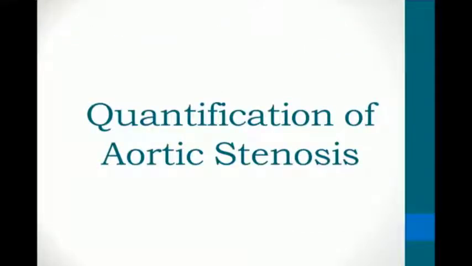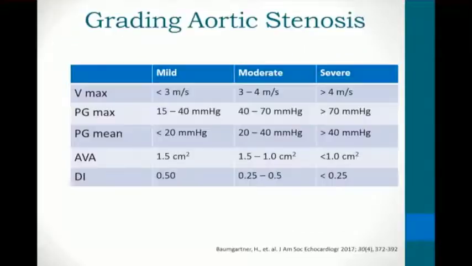Moving on to quantifying the severity of aortic stenosis. This is the criteria from the American Society of Echocardiography in determining the severity of aortic stenosis. The peak velocity, peak gradient, and mean gradient all come from measuring the velocity time integral of the highest velocity across the aortic valve. The aortic valve area and dimensionless index can be calculated with just a few additional measurements.